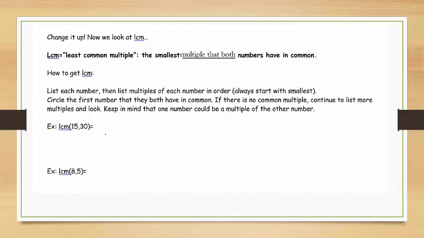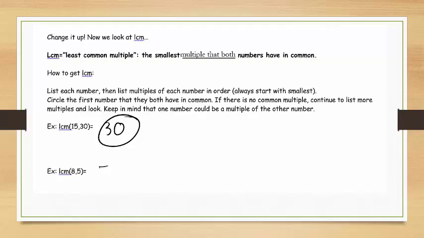So what I like to do first off is see if one of the numbers is a multiple of the other, because then that's the LCM. So for this one, 30 is a multiple of 15. So I'm just going to say the LCM is 30. However, 8 and 5 doesn't work so well. 8's not a multiple of 5.